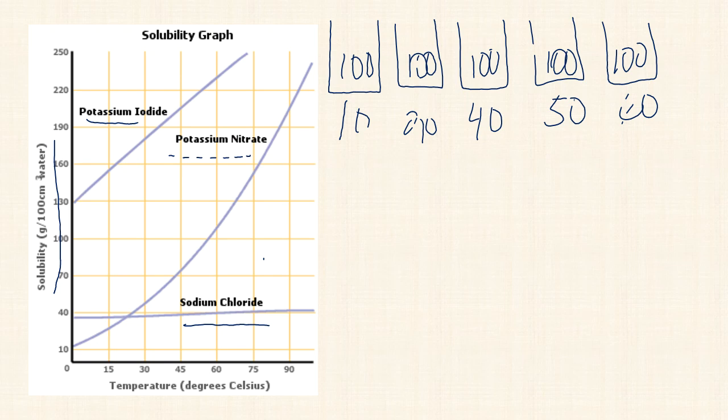And so we can see that they plotted their data for each of those temperatures, it looks like maybe every 15 degrees, all the way between 0 and 100, and drew a line that shows at different temperatures how much sodium chloride will dissolve in 100 milliliters of water.